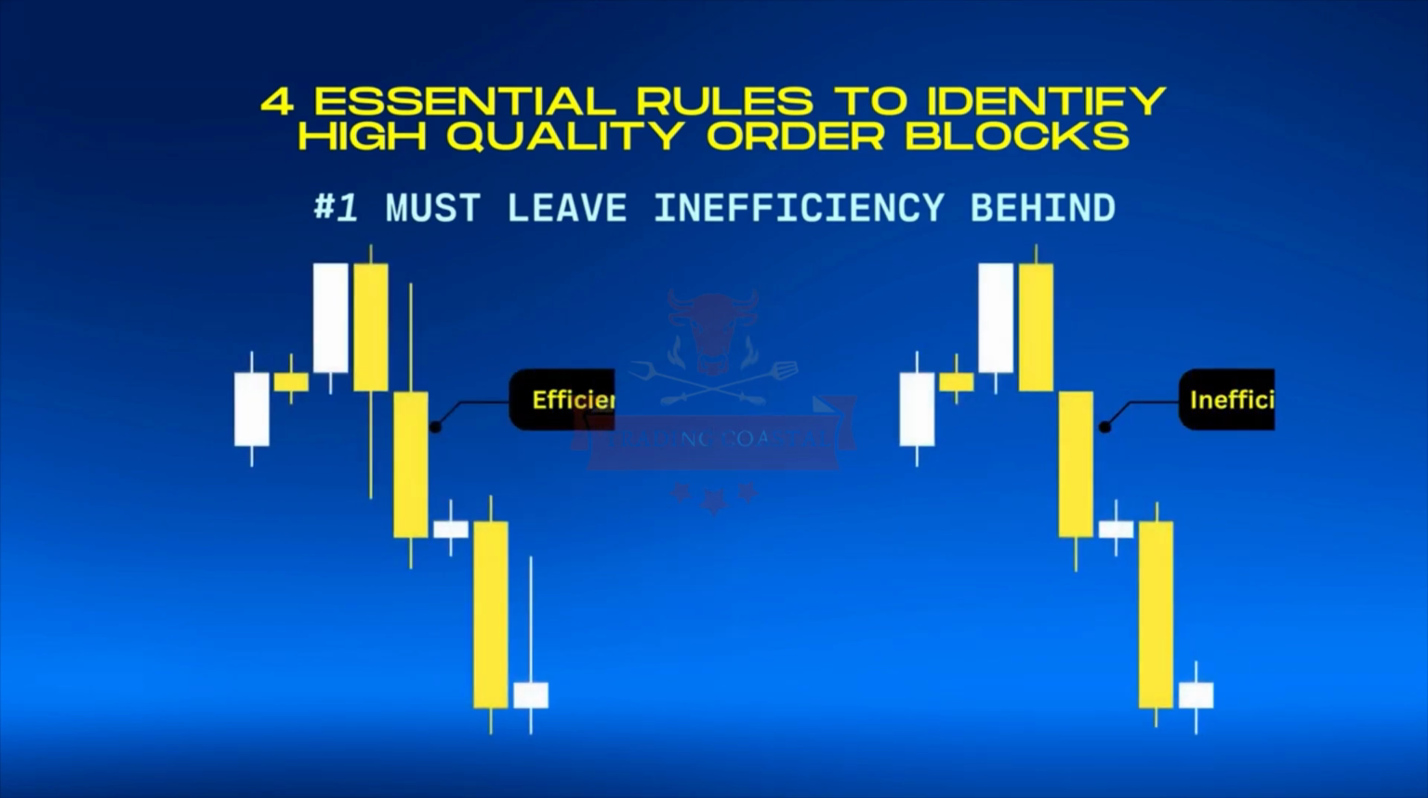To clarify, let's consider 2 scenarios. If a 3-candle sequence does not exhibit any gaps, it is considered an example of efficiency. On the other hand, if there's a gap present within the candles, it signifies an example of inefficiency.